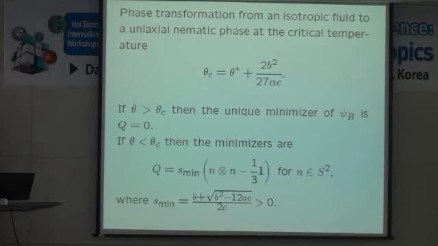I should have mentioned that for some reason that I don't understand, there's a difference of a factor 3 over 2 between my Q tensor and Peter's Q tensor, but this of course is completely unimportant. So now we see some kind of reason why one might see uniaxial tensors Q.